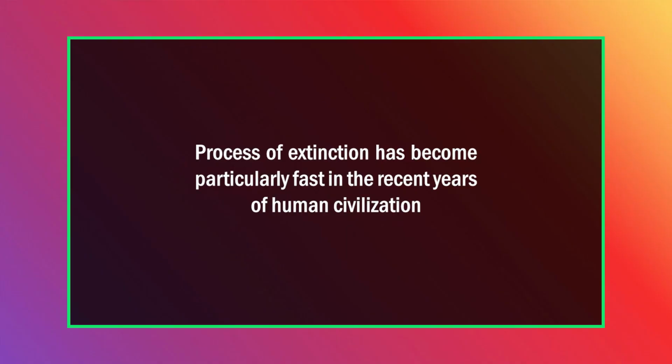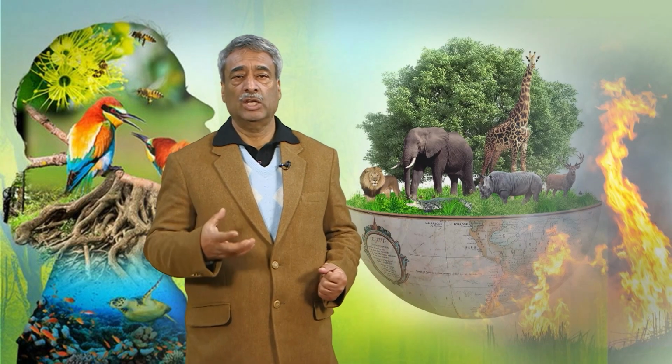The process of extinction has become particularly fast in the recent years of human civilization. Current documented rates of extinction are estimated to be roughly 100 times higher than typical rates in the fossil record. In this century, the human impact has been so severe that thousands of species and varieties are becoming extinct annually.